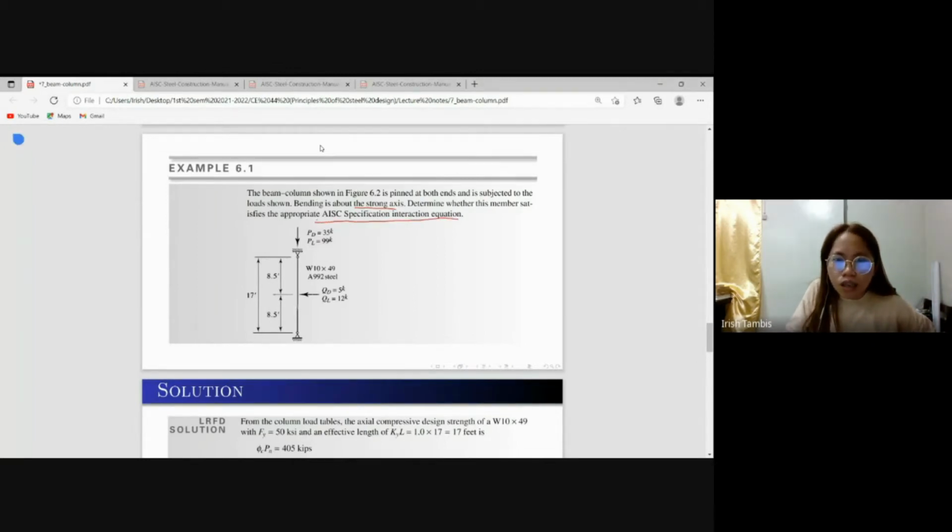So you have here the beam column subjected to axial load. You have dead load 35,000 pounds, 35 kips, and the live load 99.